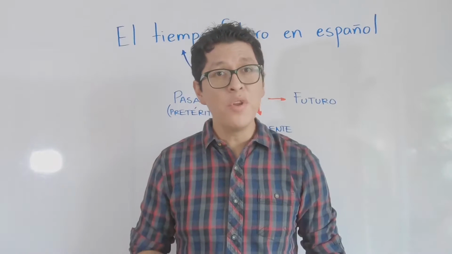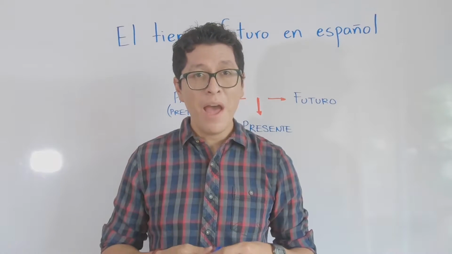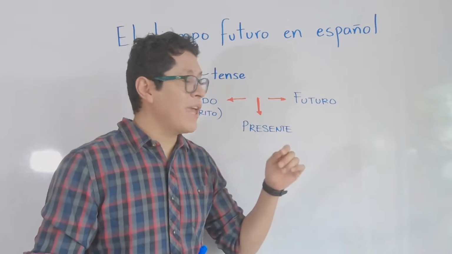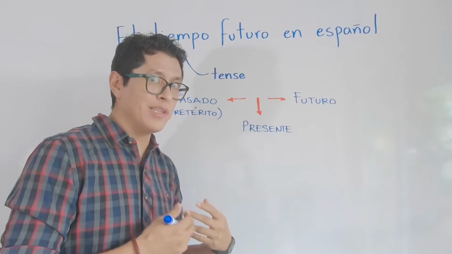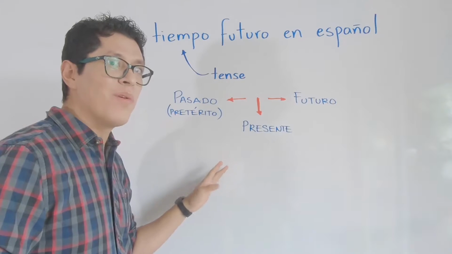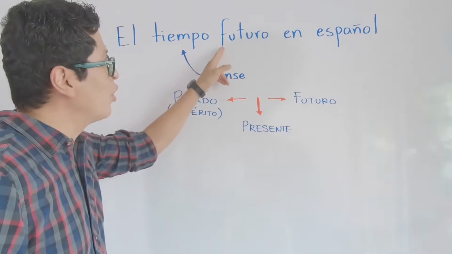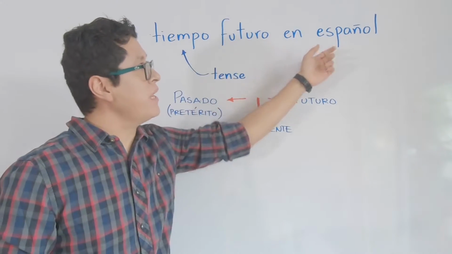Now, the first thing you need to learn when you're talking about tenses in Spanish is actually how to say tense, right? In Spanish, we have one word for that, and sometimes people get confused with it because it also means time. On the board, I have written this sentence: el tiempo futuro en español. It means the future tense in Spanish.